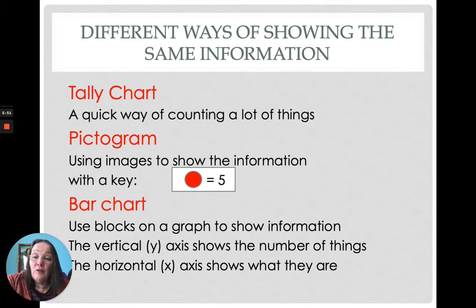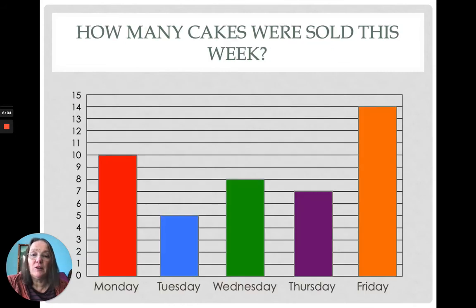Now the vertical or y-axis is the one going up the side on the left, and that shows the number of things, and the horizontal axis or the x-axis shows what they are. I'm just going to pop back to that so you can see what I mean. So you've got the y-axis up the side showing the numbers, you've got the x-axis along the bottom showing what it's all about. What are those things? So on Monday the block goes to 10.